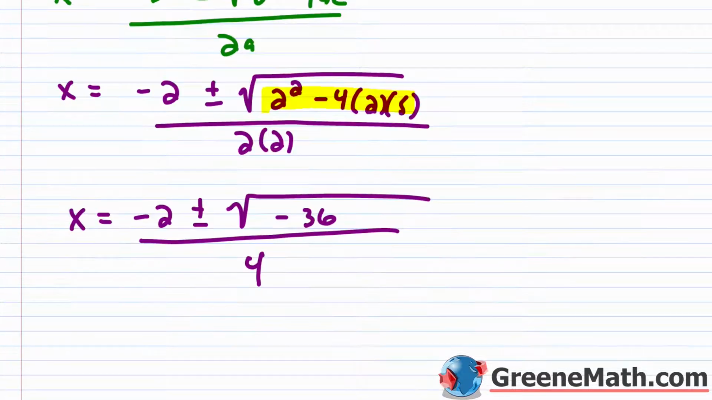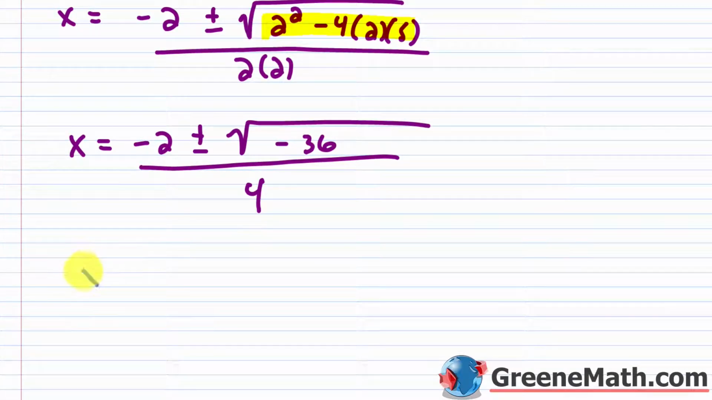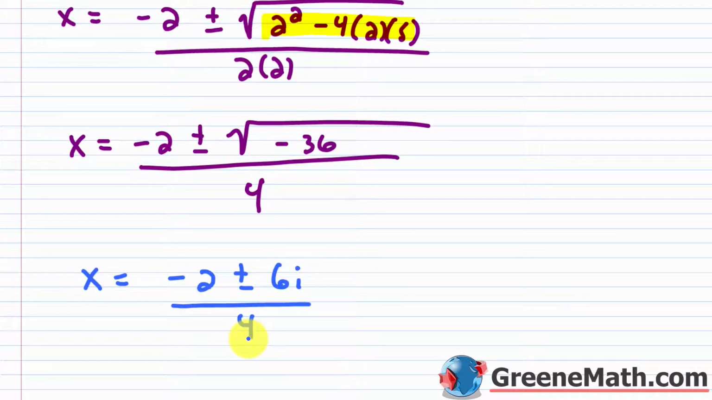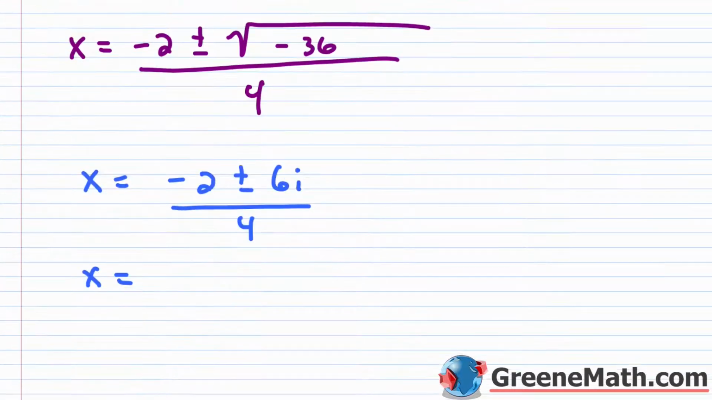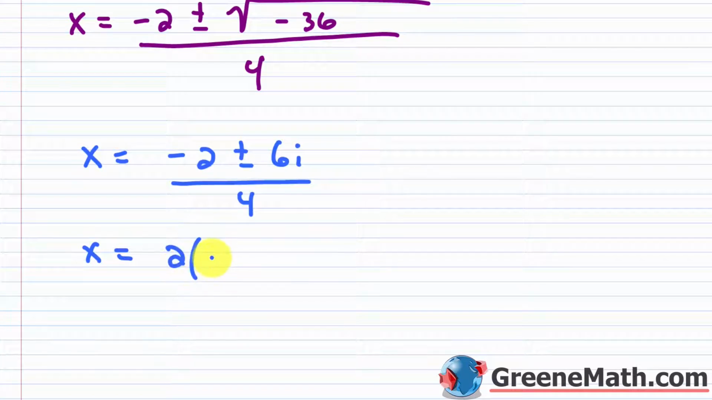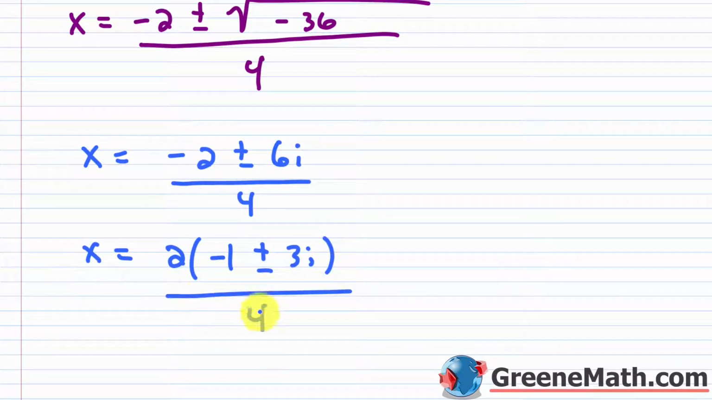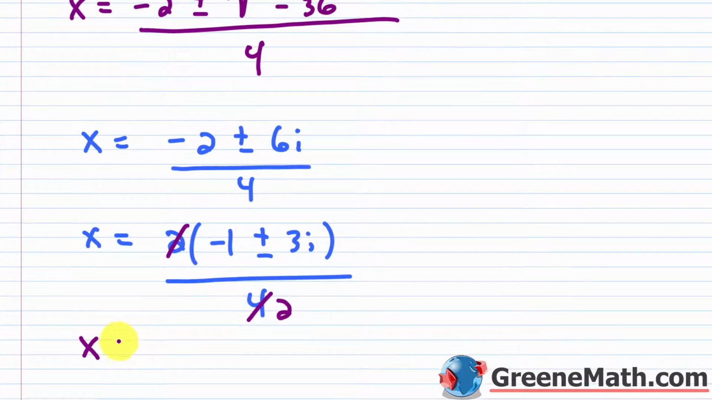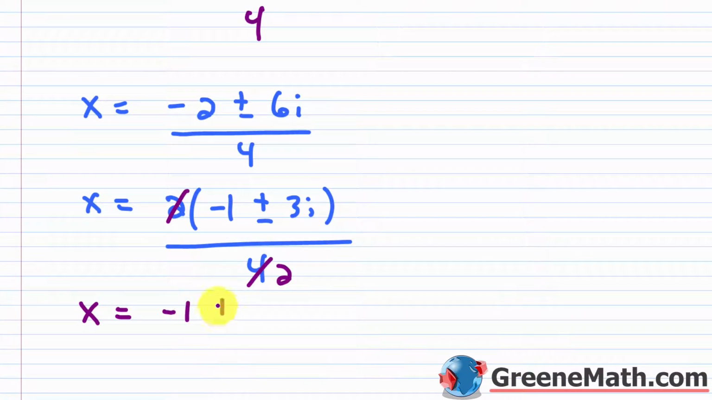Let's come down here a little bit, and let's go ahead and say that x is equal to negative 2 plus or minus, I'll put 6i over 4. Now, we can factor out a 2, okay, and make this a little bit better. So let's go ahead and say x is equal to, let me pull this down here a little bit. I'll factor out my 2. I'll have negative 1 plus or minus 3i, okay? Then over 4. I'm going to cancel this with this and put a 2 here. So we'll say x is equal to, you have negative 1 plus or minus 3i over your 2.